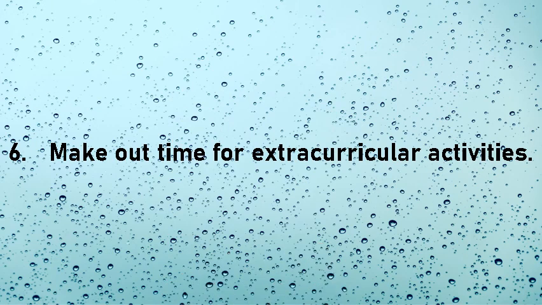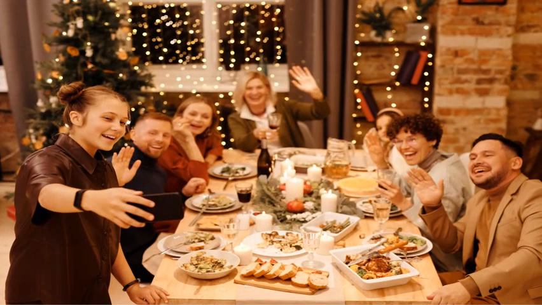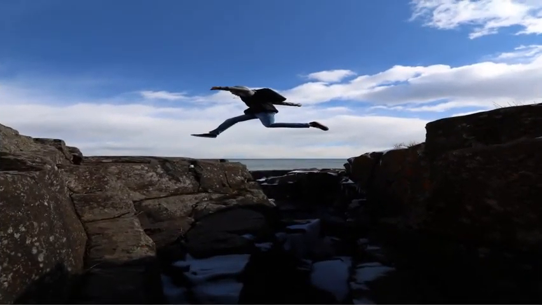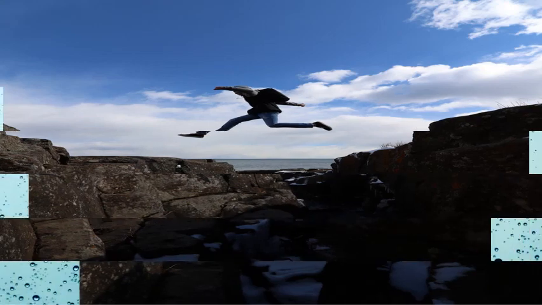Number 6. Make out time for extracurricular activities, including time with friends, family, as well as play and rest, while trying to fix time batches for each subject. All work and no play makes Jack a dull boy. Therefore, there needs to be a balance between your education and your personal life, plus distractions.